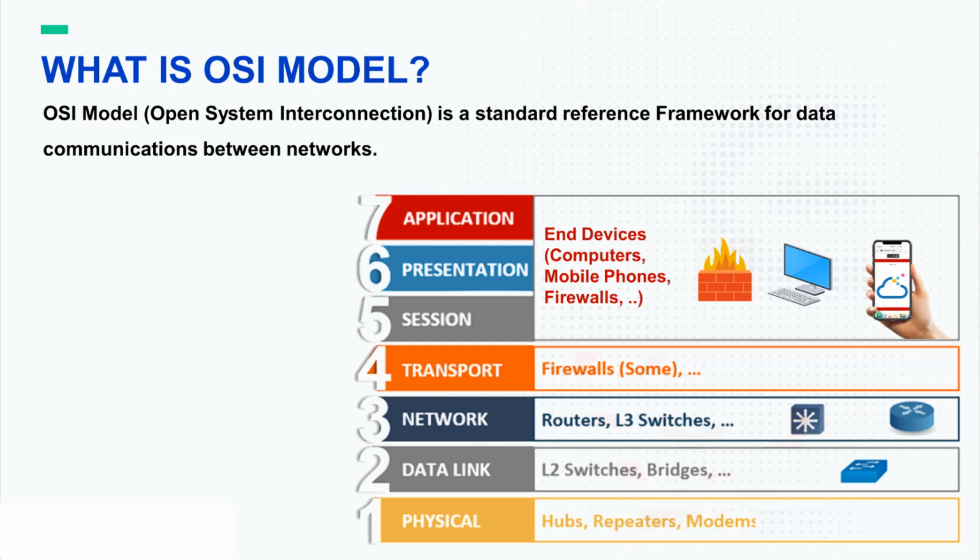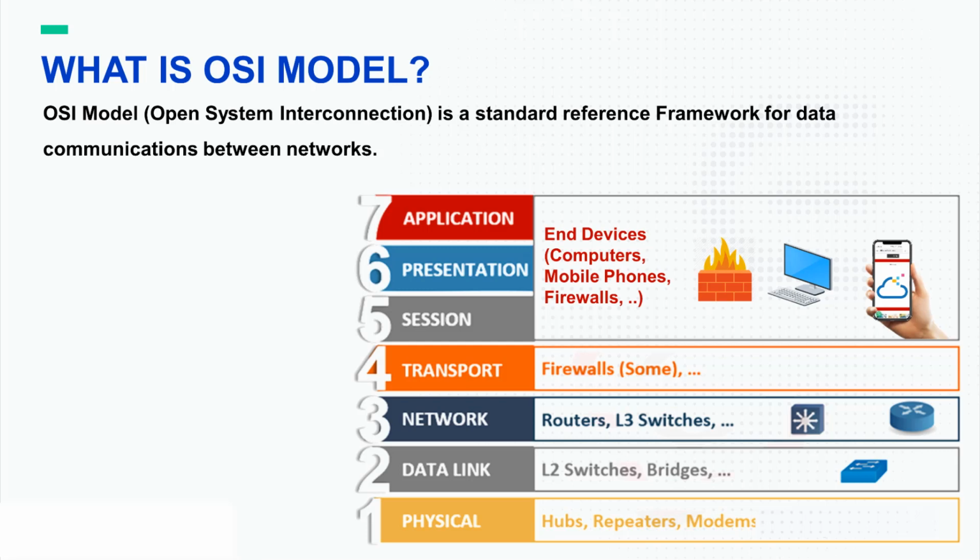The second layer is the data link layer. Our layer 2 switches and bridges belong to this layer. The third layer is the network layer, where our routers and some layer 3 switches belong. The fourth layer is the transport layer, which contains some firewalls, because these days most of the firewalls belong to layer 7, the application layer.